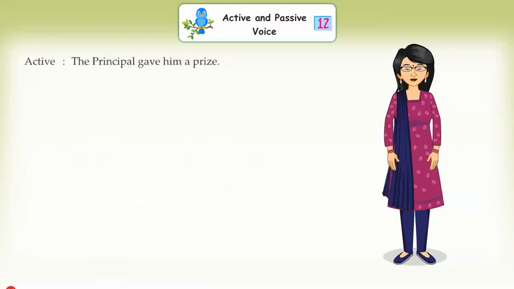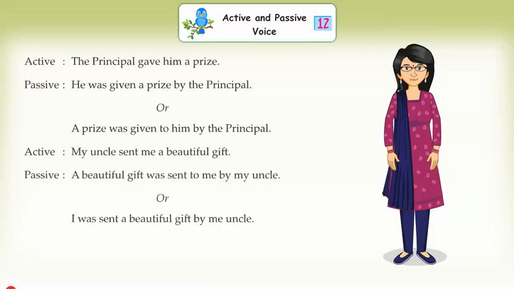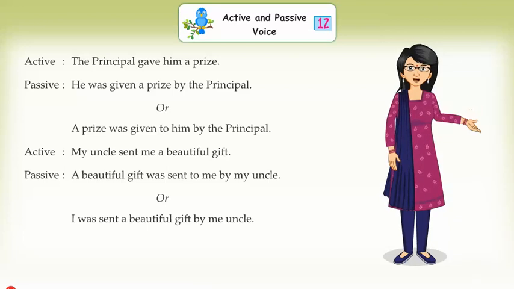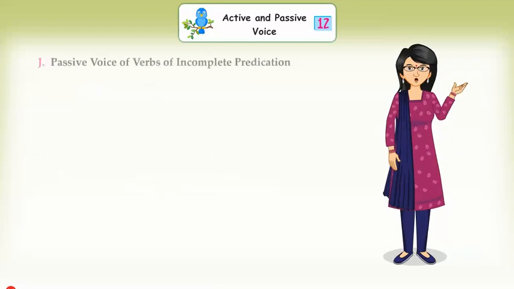Active, the principal gave him a prize. Passive, he was given a prize by the principal, or a prize was given to him by the principal. Active, my uncle sent me a beautiful gift. Passive, a beautiful gift was sent to me by my uncle. I was sent a beautiful gift by my uncle.